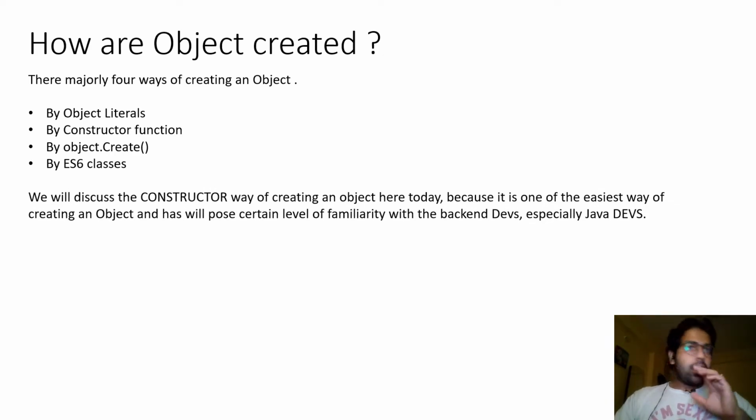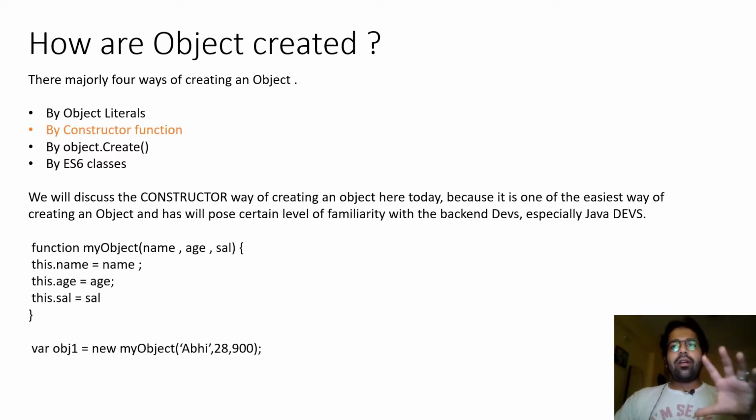We will learn about each and every method as the video series progresses, but for now we will learn about the constructor function because it is the easiest way of creating an object, and also a lot of backend devs will relate to it because it has the new keyword. It instantiates a function, gets an instance. So we'll see how it basically works. For example, we have got this function whose name is my object. It has got three parameters: name, age, and salary. It has got a this keyword.